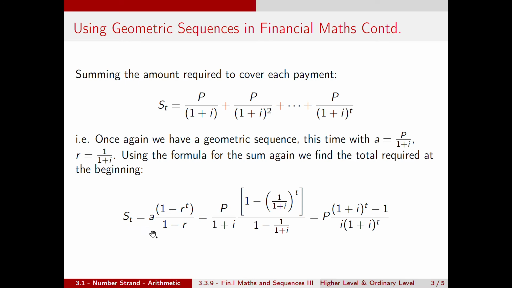S sub t is equal to a multiplied by 1 minus r to the power of t, all over 1 minus r. Now in the tables book, t will be written as n. For us, we're using t, as t in our case represents time. So again, throwing all the pieces in, a becomes P all over 1 plus I, and r is 1 all over 1 plus I. And rearranging this, we end up with P multiplied by 1 plus I to the power of t minus 1, all over I times 1 plus I to the power of t.